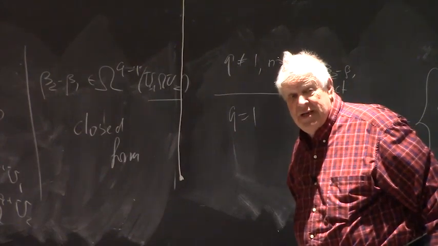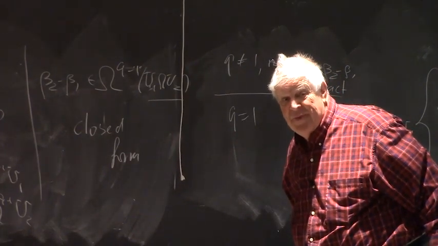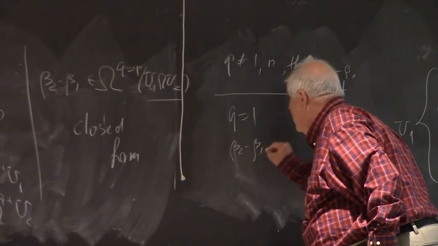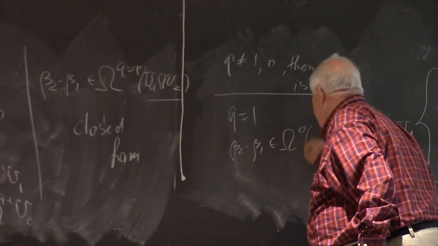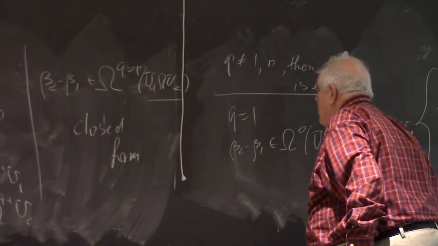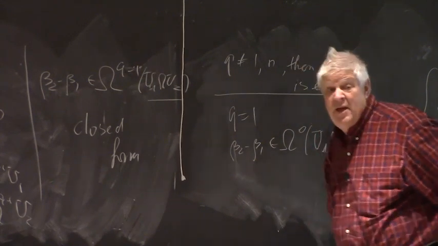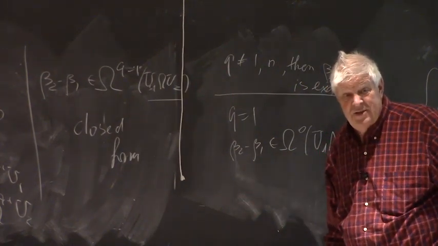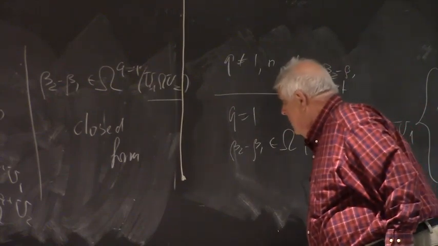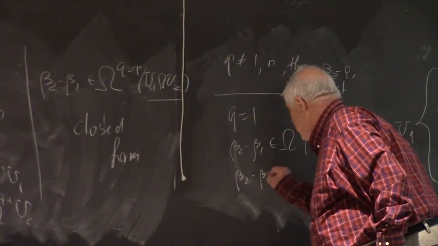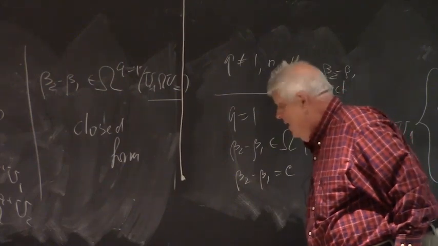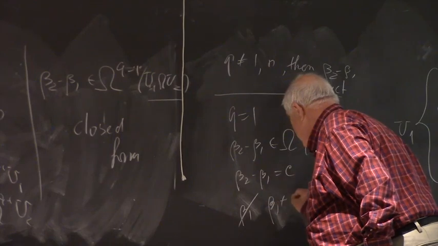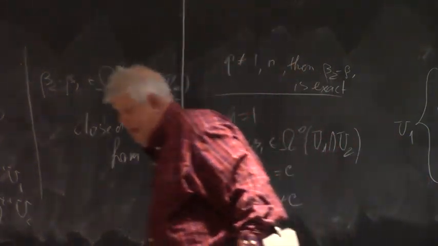You see, in this case, q minus 1 is 0, believe it or not. So this closed form is an omega 0 of this, and this is simply a constant function. Omega 0 is a function, a closed constant function. So this is actually some constant c, and then just replace beta 1 by beta 1 plus c.